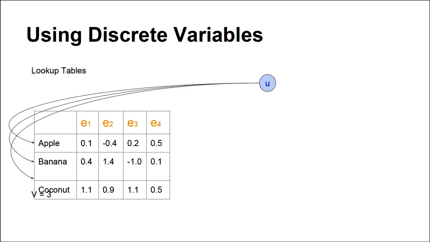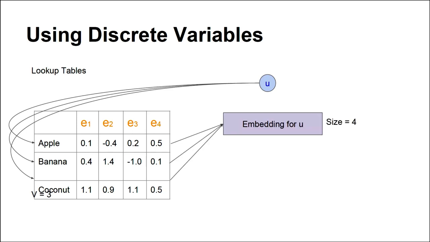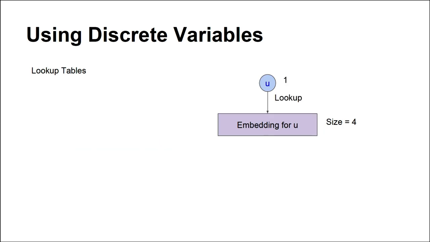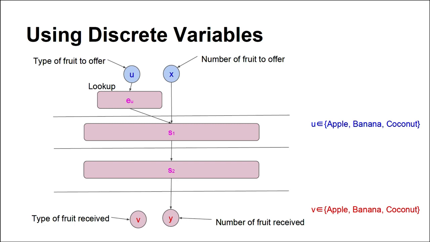And because we know what fruit is in the input, we just take the correct row. So if we want to give apples, for instance, we will just take the first row and put it in the embedding U. And if you want to give bananas, we'll just put that in the embedding U. So embedding U will be that vector, a vector of numbers. And this will be fed into the input there.